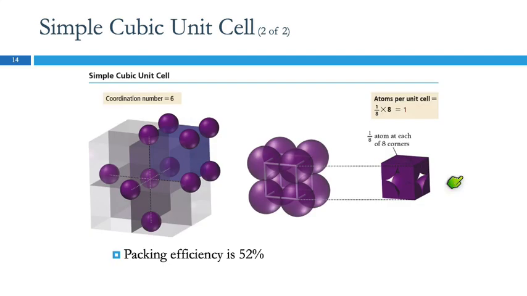So this is what we were just looking at. And here is if we filled in all of the atoms at the corners, right? And so this gray box in here, that's the unit cell.